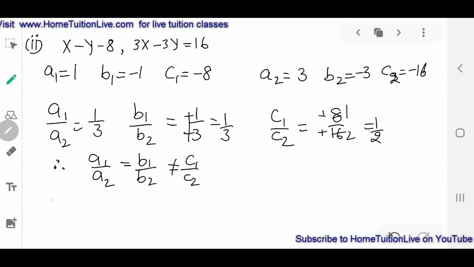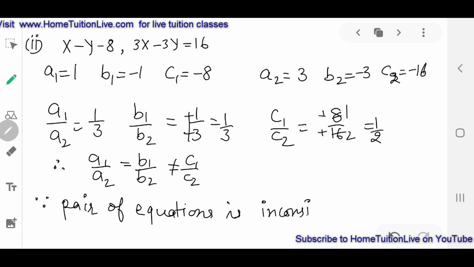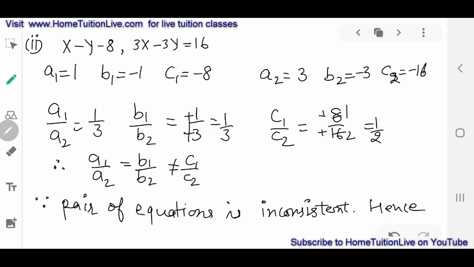So the pair of equations is inconsistent. Hence the lines are parallel.